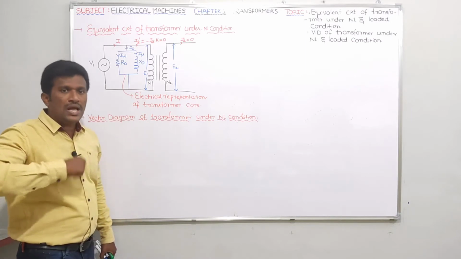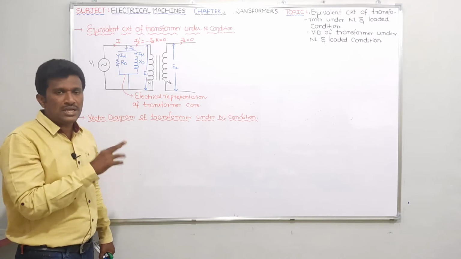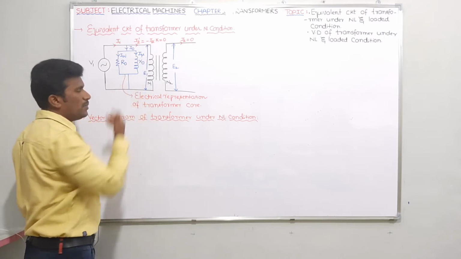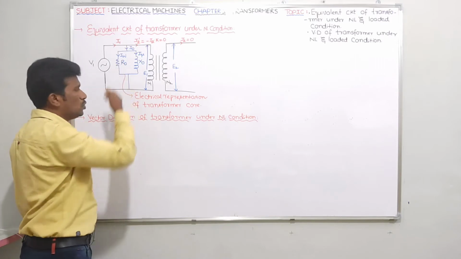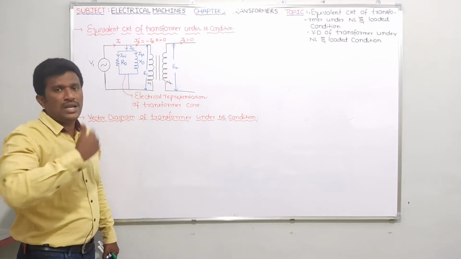To show core losses, I need IW. Those two currents are different. IMU is 4 to 5% of full load current. IW is 1 to 2% of full load current. IMU is much larger than IW.